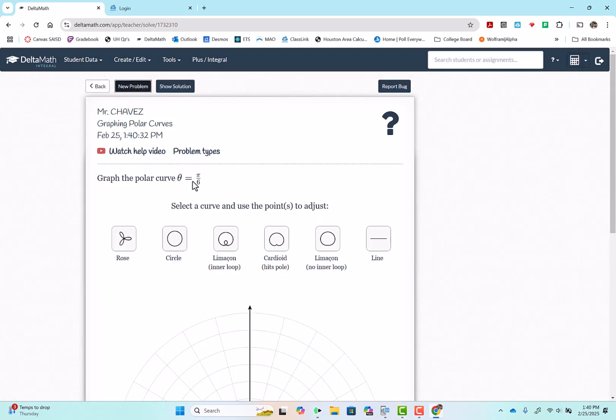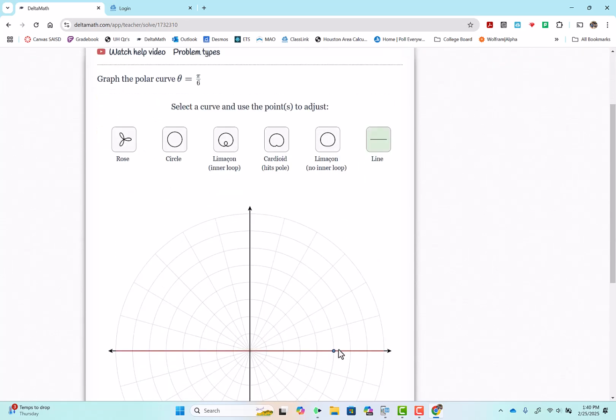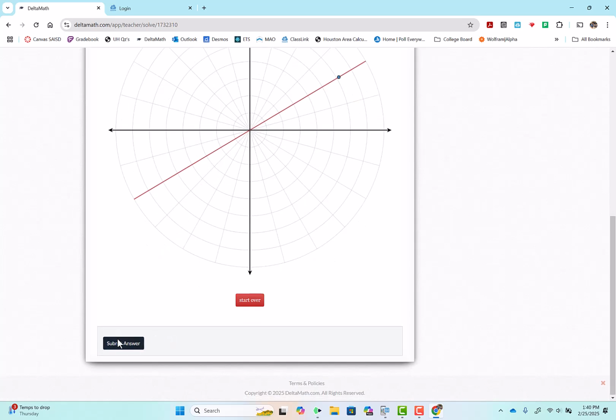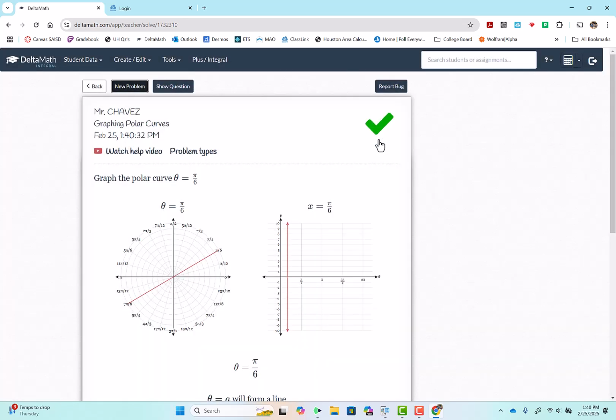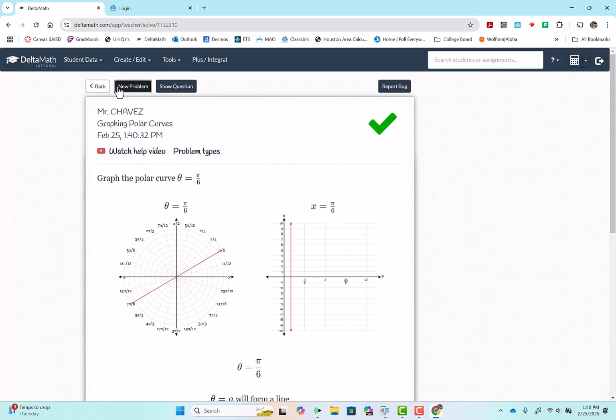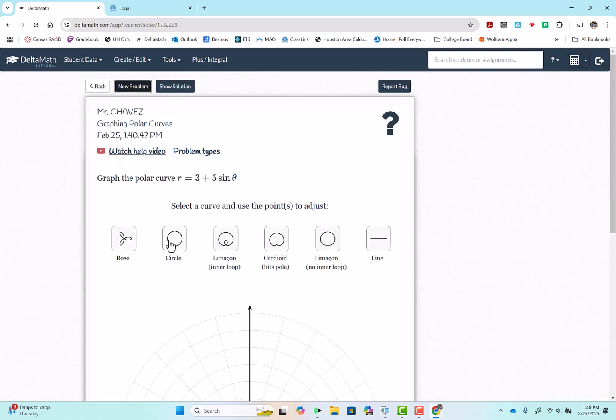Theta equals pi over 6. That's just a line, guys, at pi over 6. You just go, where's pi over 6? It's the second one. That one's no biggie. If you put a little thought into it, everyone will get it right, because it's just logic. Math is supposed to be the easiest class.